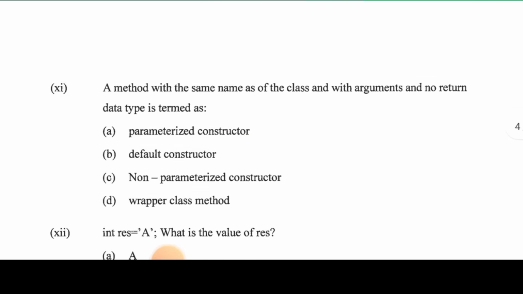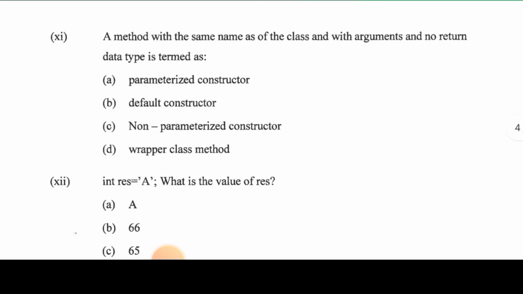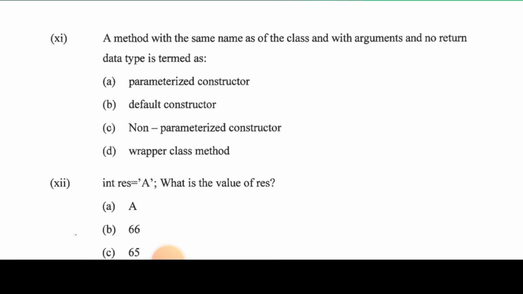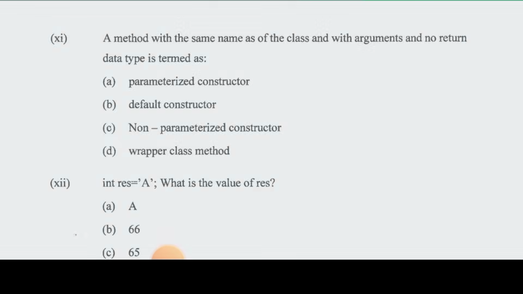Question number 11. A method with same name as the class and with arguments and no return data type is termed as. We know that a method which has same name as class is known as constructor, but here it is saying with arguments and no return data type. So with arguments we will go with parameterized constructor. A constructor with arguments is known as parameterized. So option A is correct here.